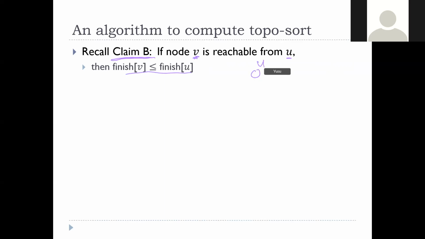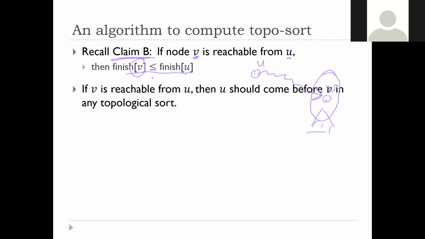So if in your graph you have any way to go from U to V, so V is reachable from U, then the DFS, doesn't matter who you discover first, would have to finish exploring V and its descendants before we finish exploring U. So the finishing time of V is smaller than U. We finish exploring V earlier than we finish exploring U. So why is that useful?